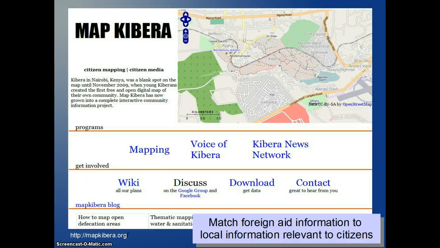Information about aid can also be important at the local level. The project Map Kibera is a crowdsourced effort to establish a local map with all relevant information to citizens. If there is no information about aid projects and the services they deliver, an important element in this map is missing. In areas with a lot of aid projects, citizens could get a clearer idea about which project is doing what.